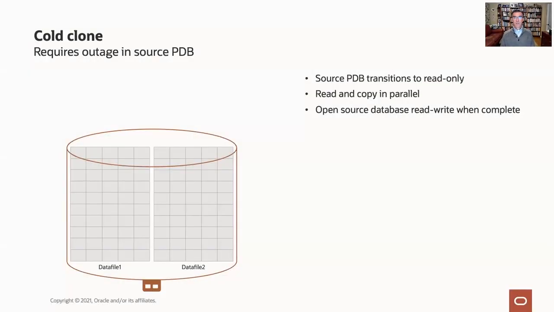And I need to start at the beginning with what's involved in a cold clone from a technical perspective. Now, a cold clone is a relatively simple operation to understand. The source PDB must be in a quiescent state, hence the term cold clone. Basically, you close it and reopen it read-only. In this state, there are no incomplete transactions, and all the blocks are flushed to disk.